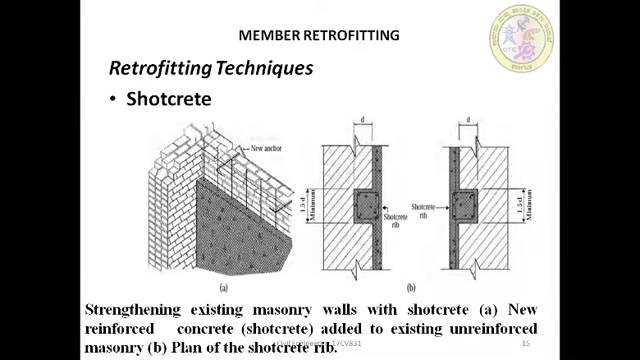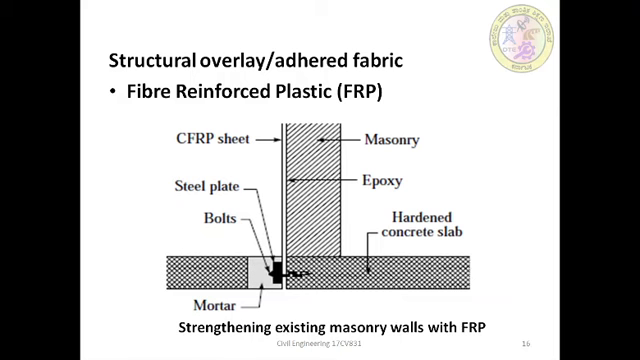Moreover, design of the concrete mix, selection of the correct process and skilled workmen are essential for the effectiveness of the shotcrete. The figure gives information on how new reinforced concrete and shotcrete is added to the existing unreinforced masonry, and in plan, how the shotcreting rib looks.